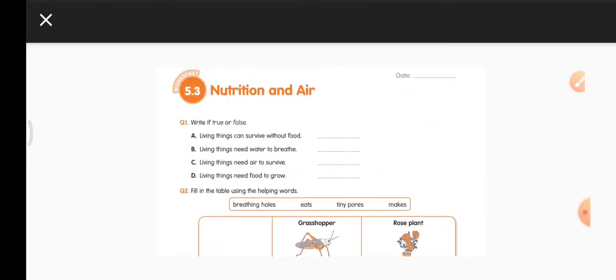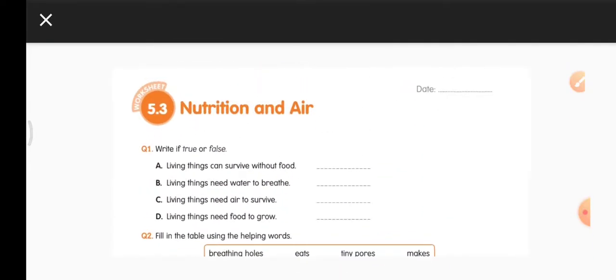All of you open your workbook. This is worksheet 5.3. I repeat, worksheet 5.3. Put today's date. Okay, did you put today's date? So let's read this. Nutrition and air. Question 1. Write if true or false. You have to write whether it is true or false.